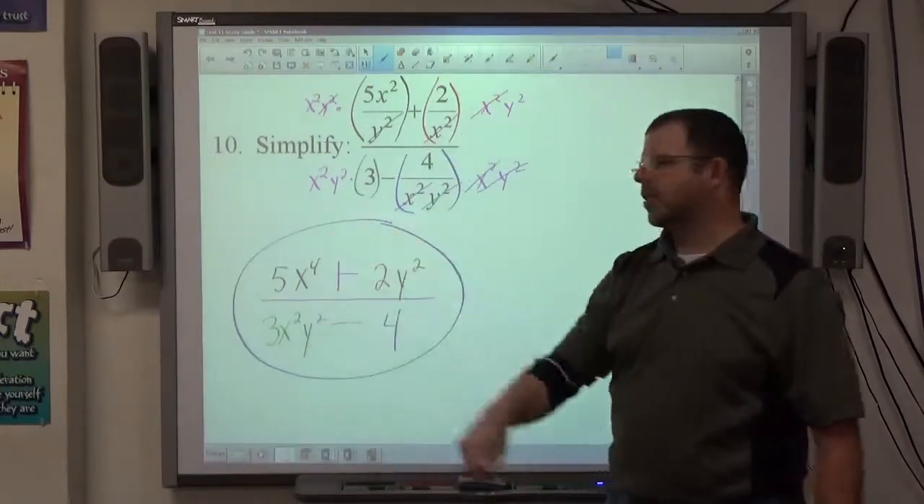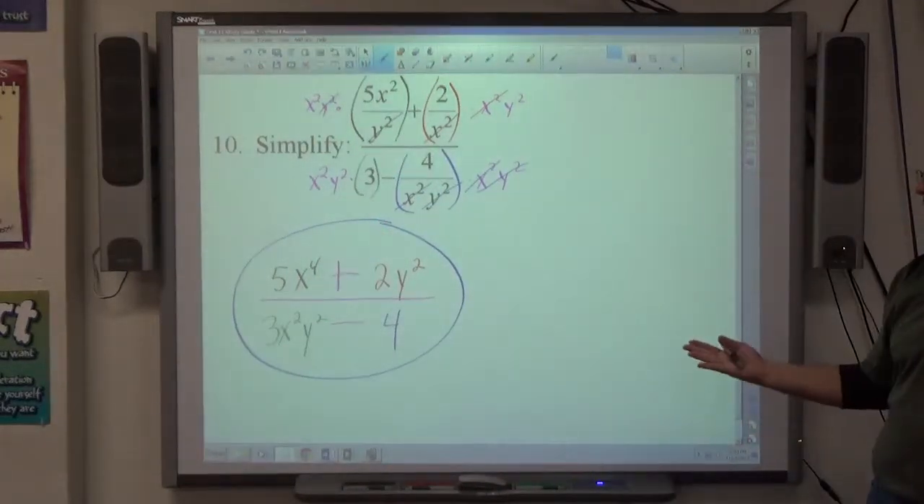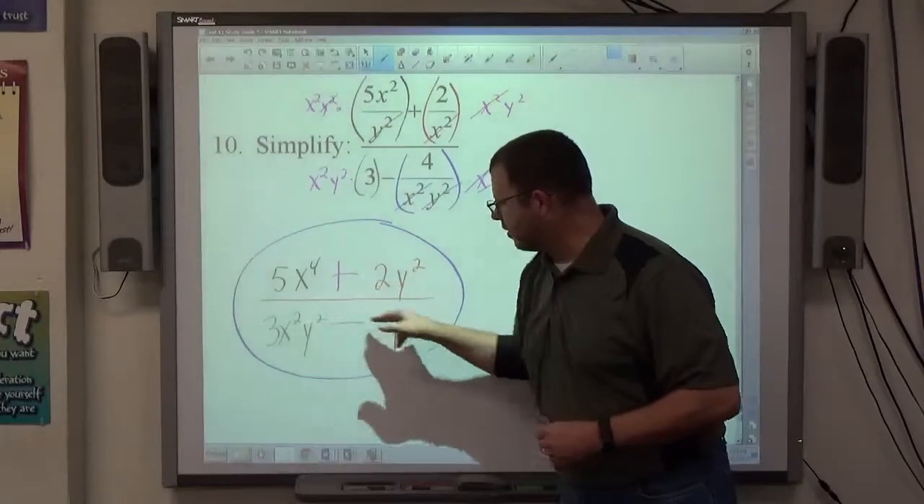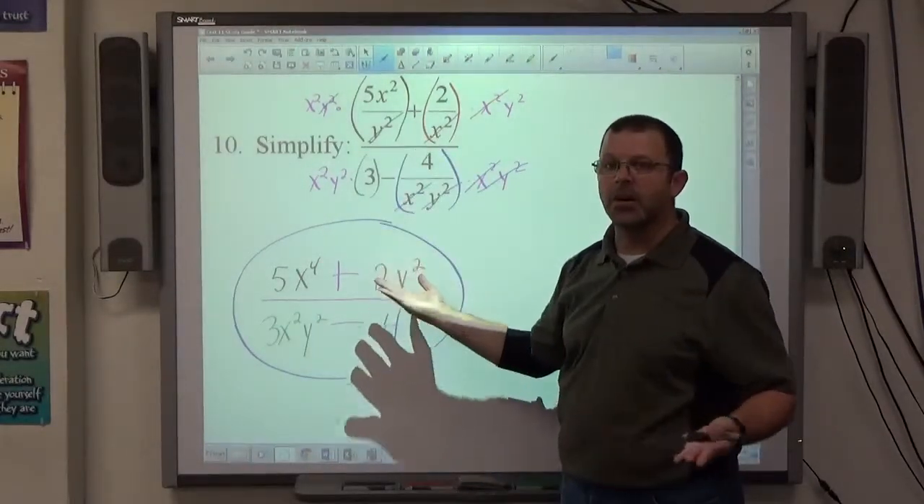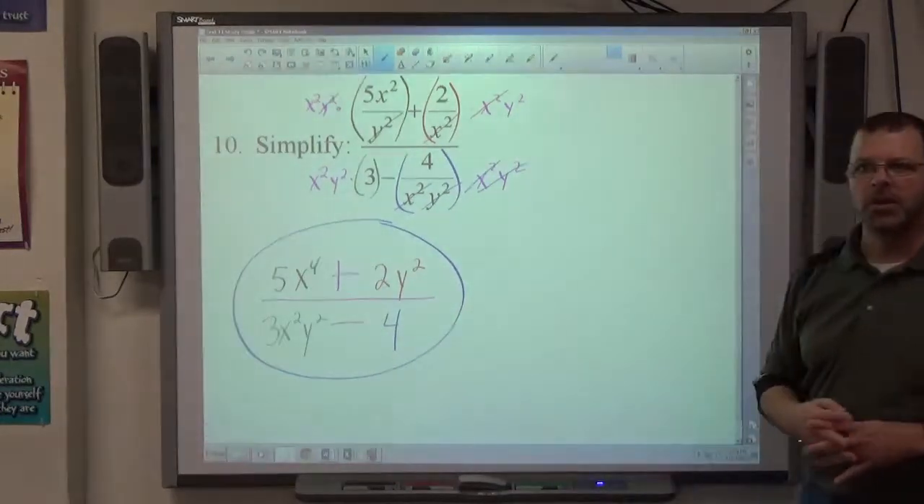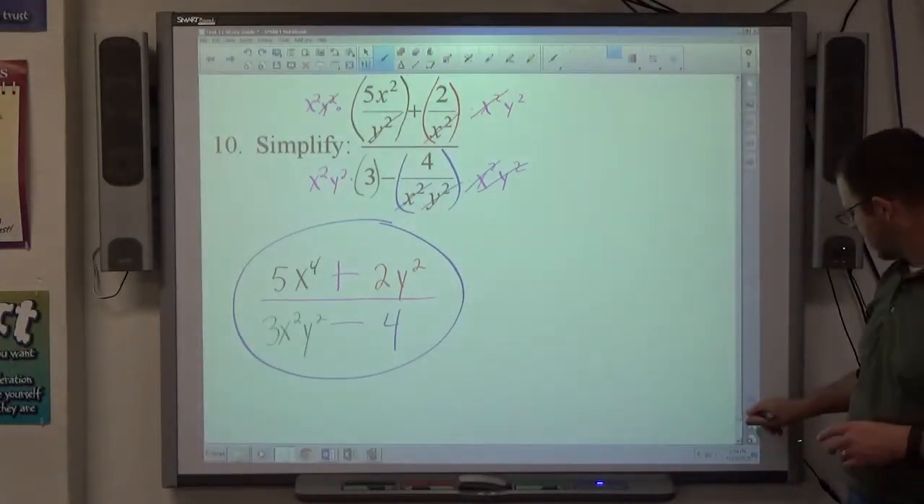You're done when all the fractions disappear. So you're going to have a fraction as an answer, but each one of these objects is not a fraction. And again, I see people put the wrong sign here. I count it wrong if you do that, so be careful that you don't. Just pay attention to detail in that problem.